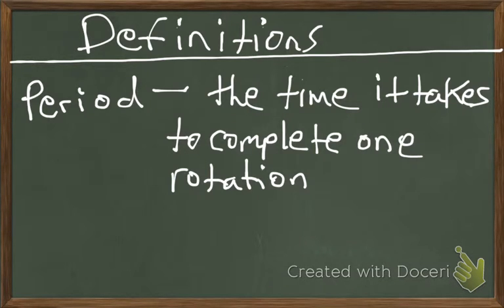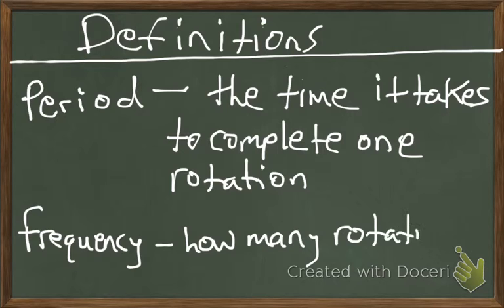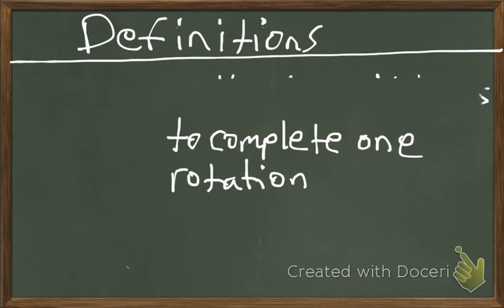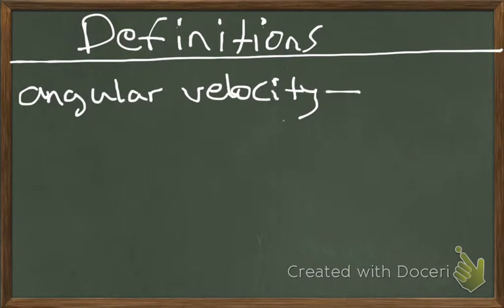Now, period is the first. This is simply the time it takes to complete one rotation. So if I was swinging something around in a circle, and it takes 3 seconds to go one rotation, then the period is 3 seconds. And the frequency is the inverse of that. It's how many rotations happen in a second. So those two are inversely related. Period is how long it takes to complete one rotation, and frequency is how many rotations happen in a second.